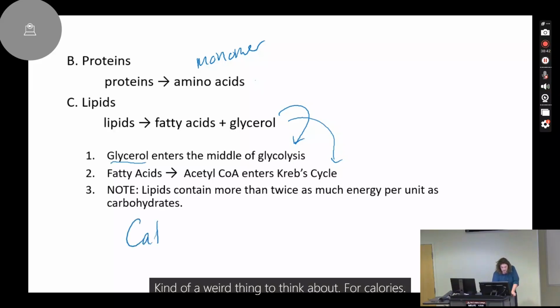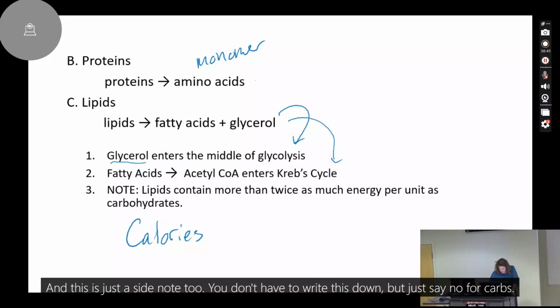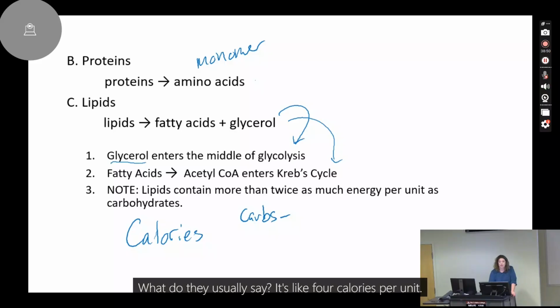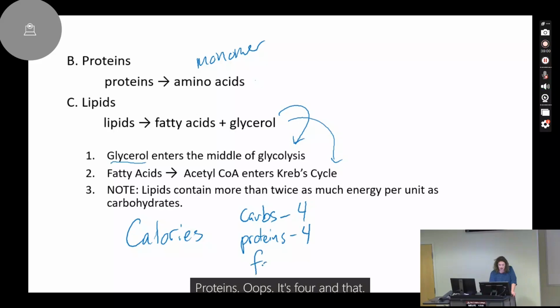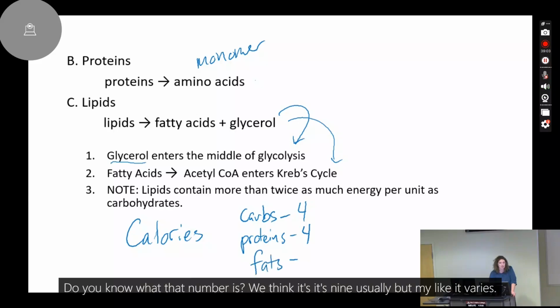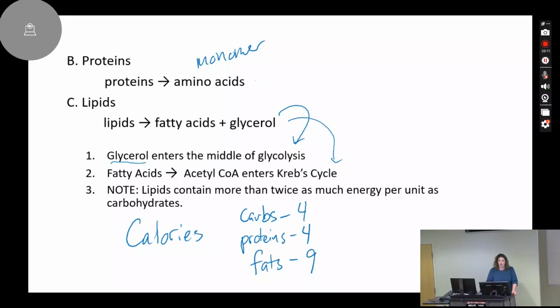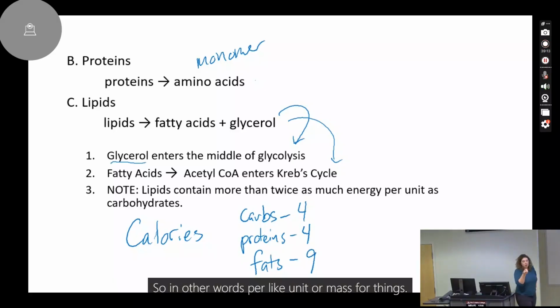For calories, and this is just a side note, you don't have to write this down, but just so you know, for carbs, what do they usually say? It's like 4 calories per unit. Proteins, it's 4, and fats, do you know what that number is? I think it's 9 usually, but it varies. So in other words, per unit of mass, fats are going to have over twice as many calories.